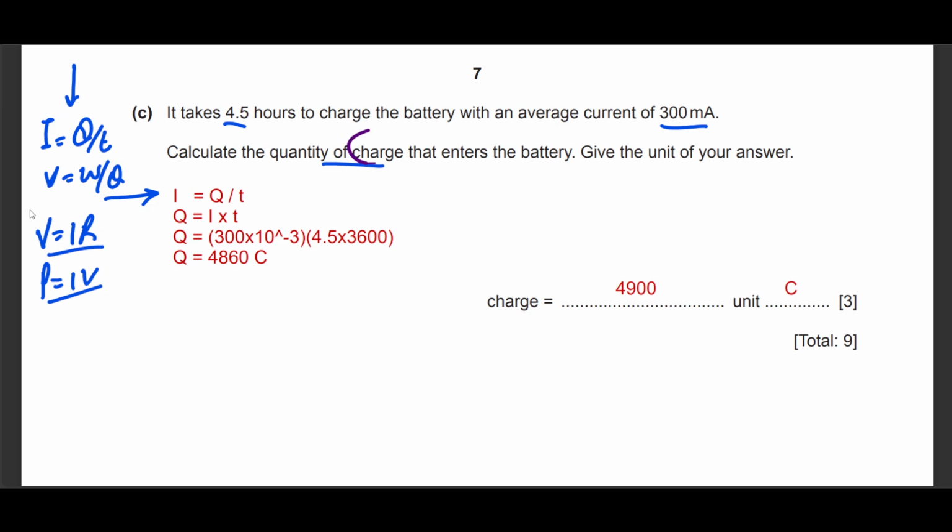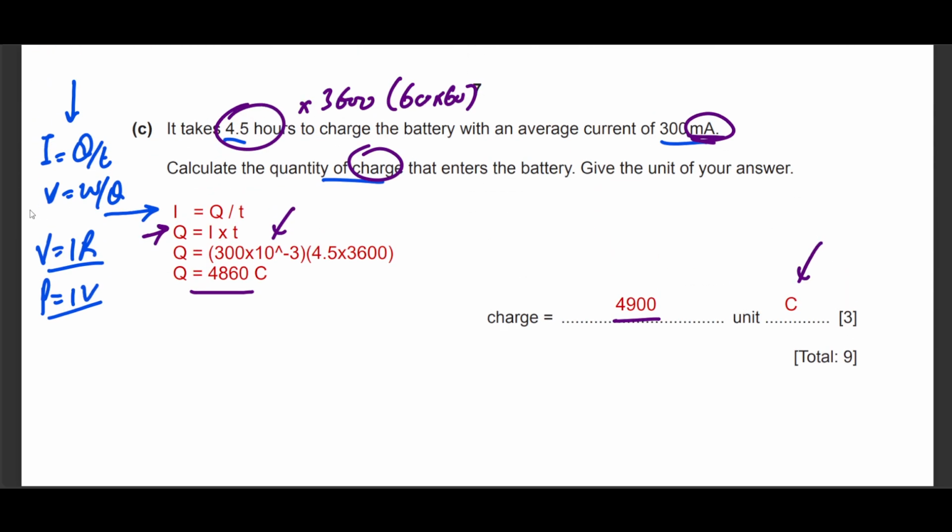So he's asking us about the charge. Making Q the subject of the formula, we are left with IT. I is 300 milliamperes, so don't forget about the prefix. This will be 300 into 10 to the power minus 3. 4.5 hours should be converted into seconds by multiplying by 3600, which is definitely 60 multiplied by 60. So the answer comes out as 4860, up to two significant figures. This will be 4900. And of course, the unit is going to be coulombs.